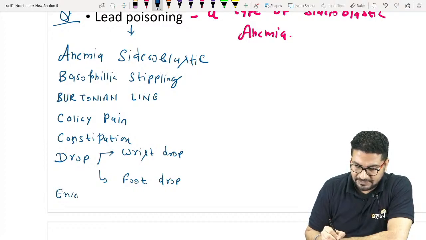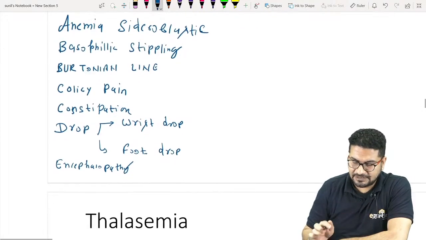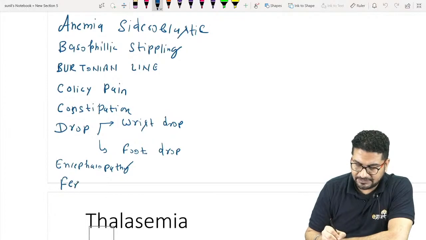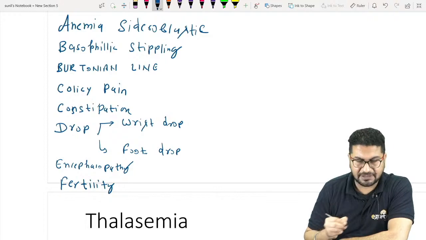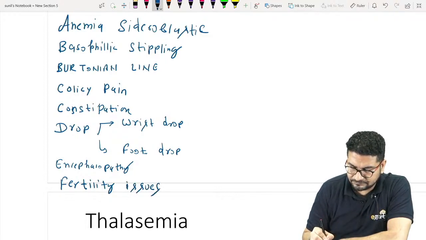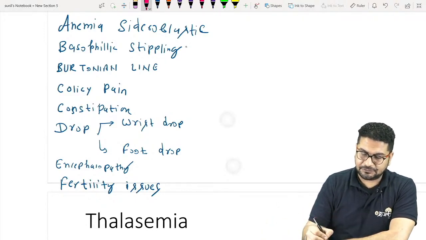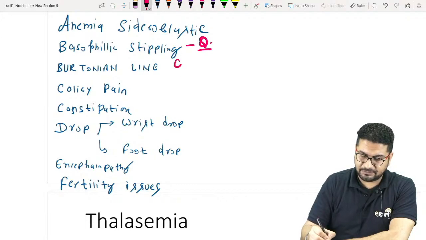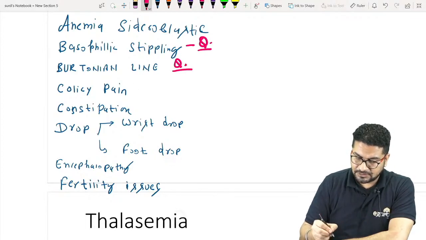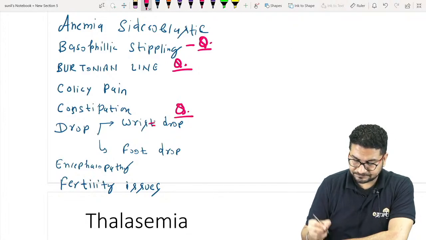Later on, these patients can develop encephalopathy. And in future they can have infertility. Infertility means both male and female can become infertile, so there will be fertility issues. So why am I teaching this topic? Understand this because it's very important. They ask MCQs related to lead poisoning, basophilic stippling, Burtonian line, wrist drop and foot drop.